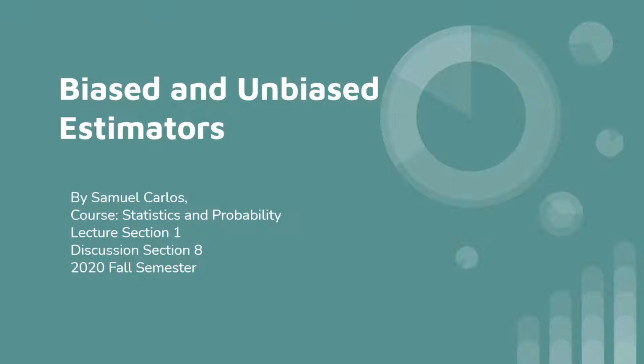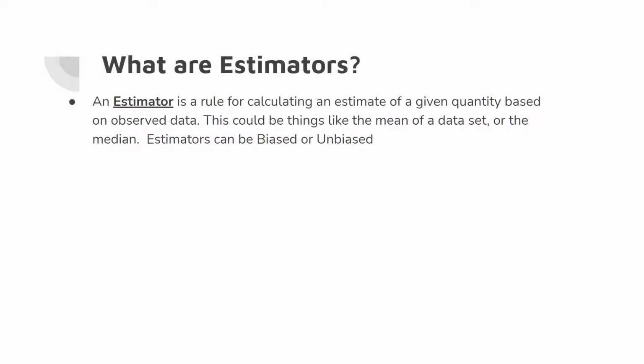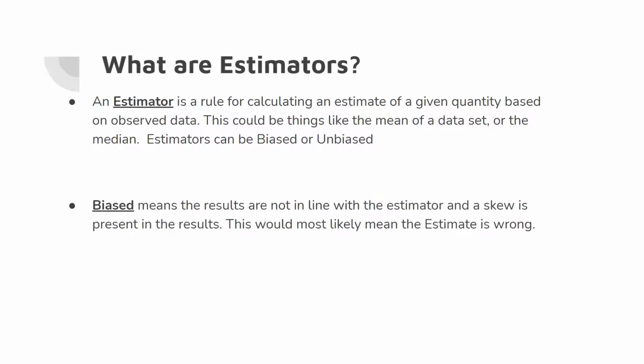And today we're going to be talking about biased and unbiased estimators. What are estimators? An estimator is a rule for calculating an estimate of a given quantity based on observed data. This could be things like the mean of a data set or the median. Estimators can be biased or unbiased.